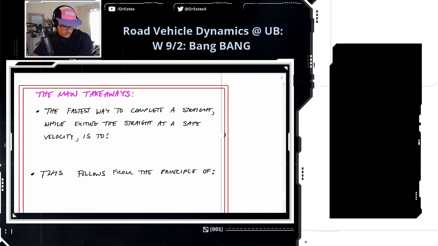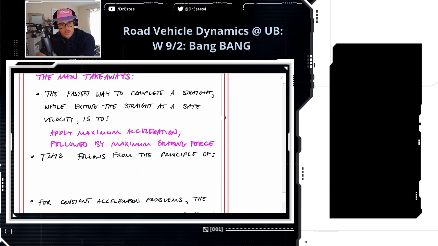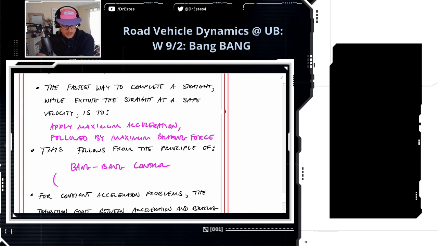The fastest way to complete a straight while exiting the straight at a safe velocity is to apply maximum acceleration, like maximum tractive force, followed by maximum braking force. And where are we getting this? This follows from the principle of bang-bang control. And if you're interested in digging a little deeper into that, you want to look up optimal control, minimum time problem.